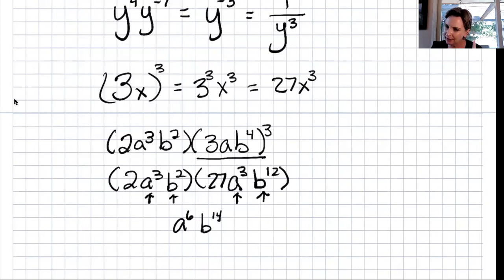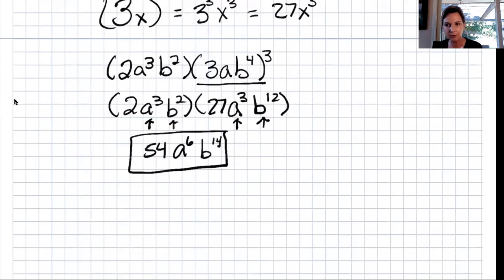Now the numerical part in front, the 2 and the 27. This isn't part of the exponent laws. Those numbers in front don't have exponents, so you just treat them like you normally would. So it'd be 2 times 27, which is 54. And that is your answer.